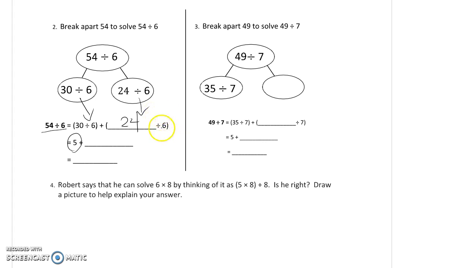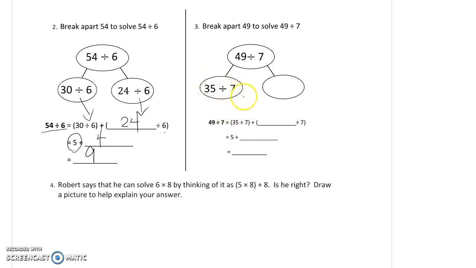Well, how many times, or what do we multiply 6 by to get to 24? The answer to that is 4. So I can solve 54 divided by 6 by adding these two together. 5 plus 4 is 9. Okay?